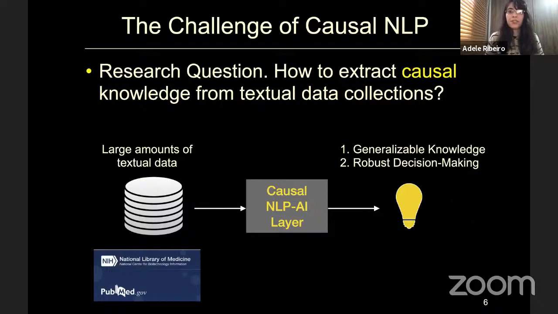Or if you are on Twitter, maybe you want to transport from tweets in the US, you want to understand how this can be transportable to the context in Portugal or another place in Europe. So if you need to generalize knowledge, this is part of causal data science. This is not something that you can do just using machine learning. You need to do transportability. So this is one point: generalizable knowledge.